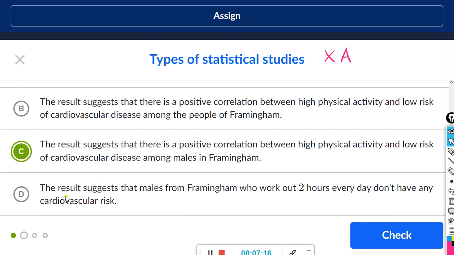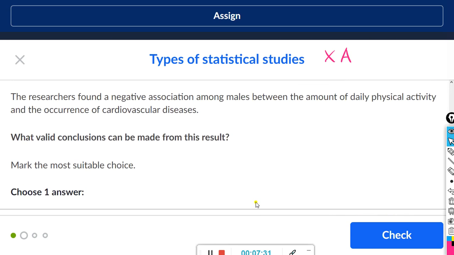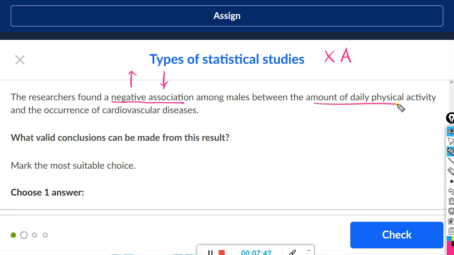I'm thinking it's C. D, the results suggest that males who work out 2 hours a day don't have any risk. That's baloney. This is very specific, working out 2 hours a day. Nowhere in the study did they suggest that. And just to refresh your memory, negative correlation or negative association means one variable increases when the other one decreases. So basically, the amount of physical activity increases and cardio disease decreases. Or you can say it the other way around, but it's basically a negative slope. So that's it.